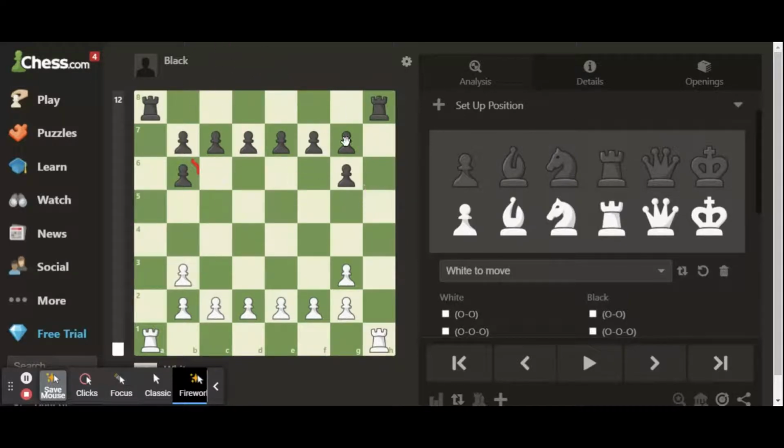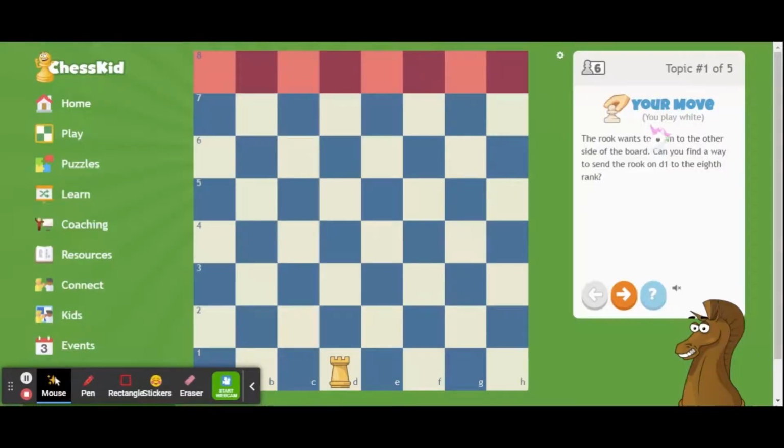Okay, guys, now let's start with our exercises. So, first one is this rook, which is in D1, wants to zoom to the other side of the board, which is this area. So, we need to find a way to send this rook to here or here or here, anywhere. So, let's see. Pause the video to find out.